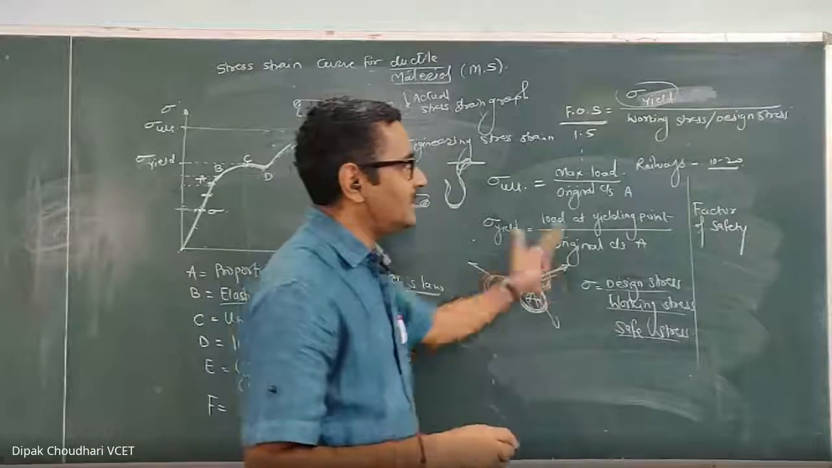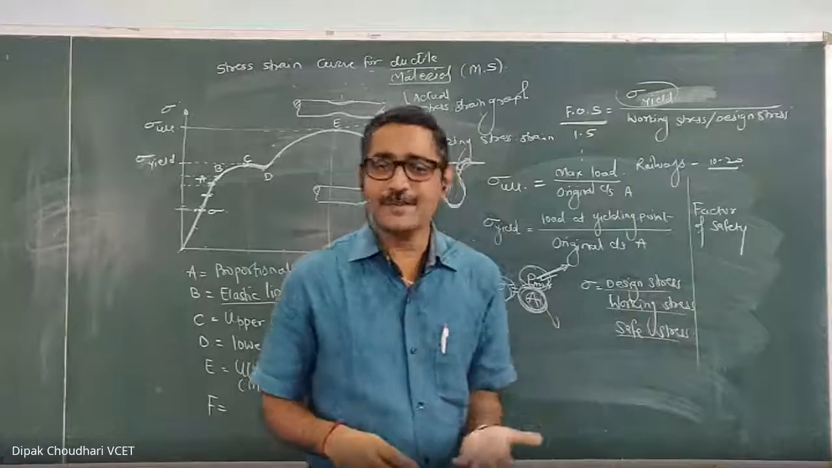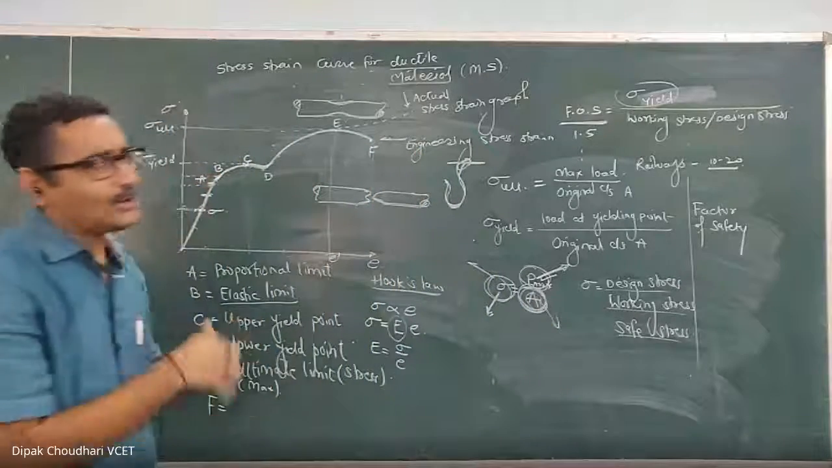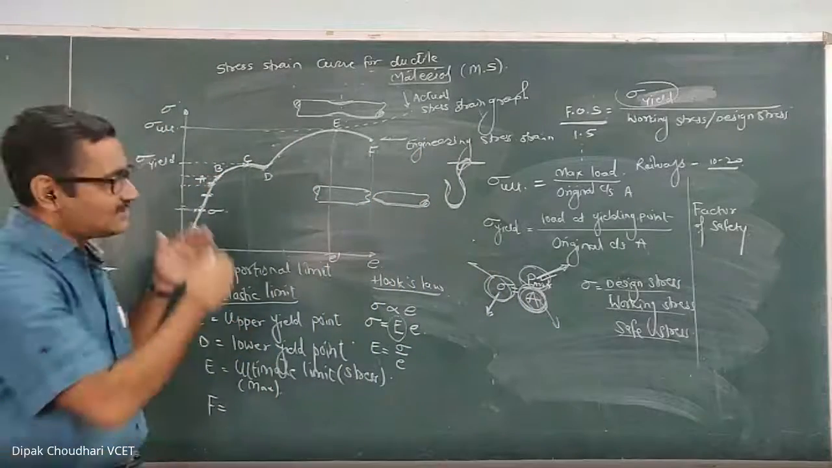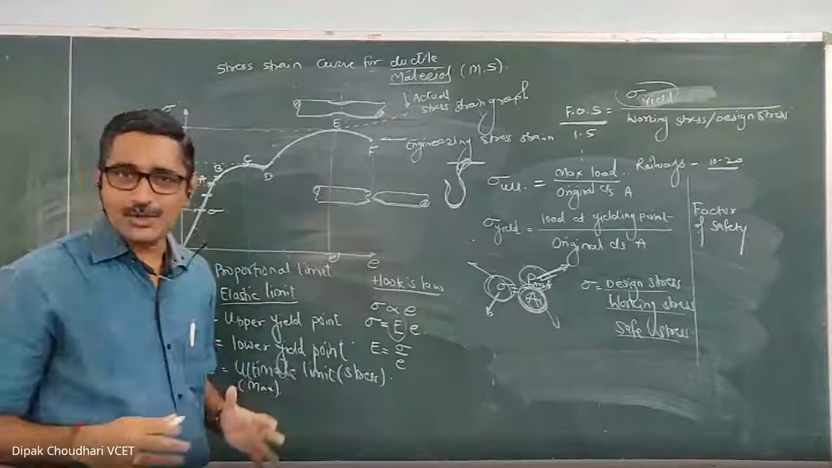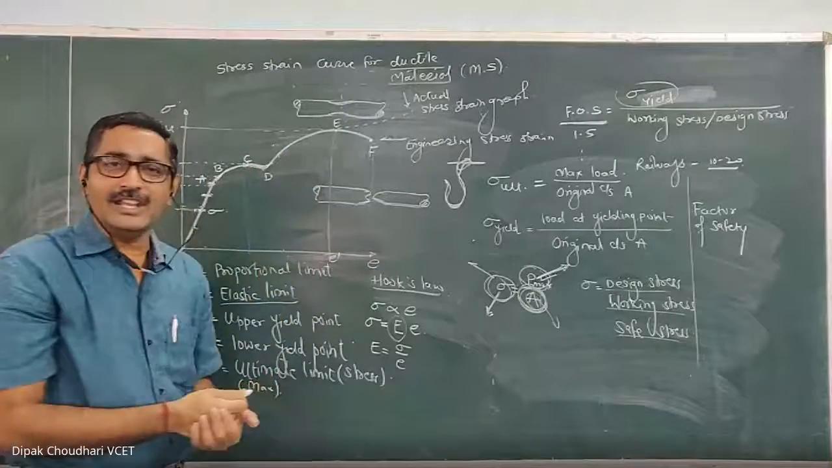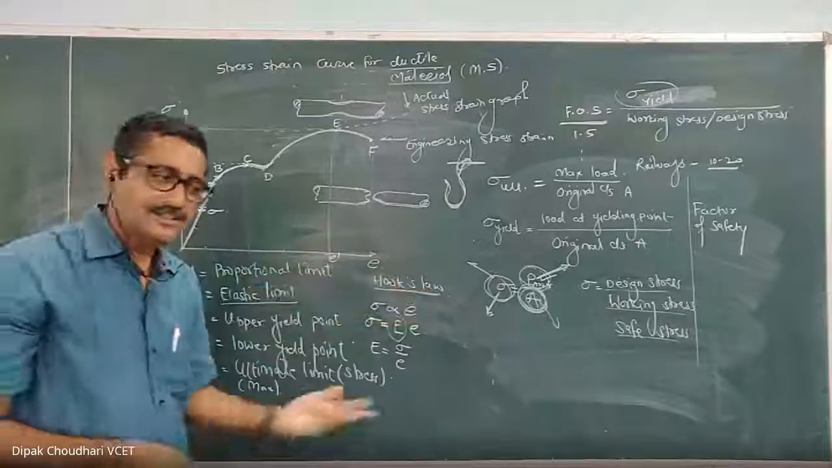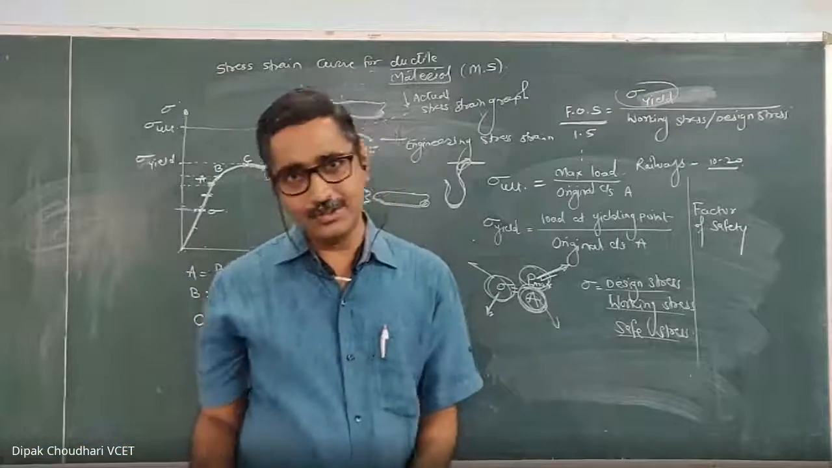Now we'll stop here. Tomorrow we'll again continue with the factor of safety. From this graph only, a lot of things are to be explained, and this is very basic and important. Then we'll go for the brittle material. This is for the ductile, then for the brittle. We'll continue tomorrow. Thank you very much.